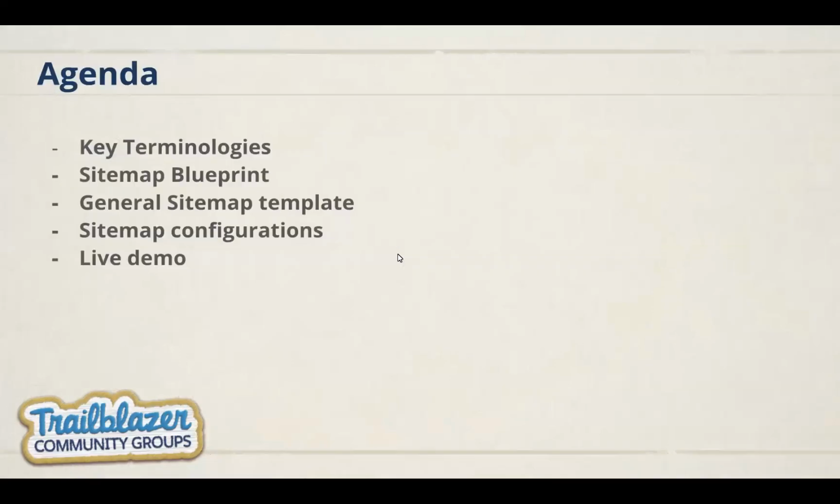So let's first look at the agenda. Today, first we'll go through key terminologies so that we're not confused about what we're talking about throughout the session. Then we'll talk about a specific document called the sitemap blueprint and how that's important while creating a sitemap and in the whole MCP implementation in general. And then we'll look at a general sitemap template, what sections it involves and how exactly it looks. And then we'll go through a specific sitemap configuration. There are two types, a global and a page level configuration. We'll look at those briefly.